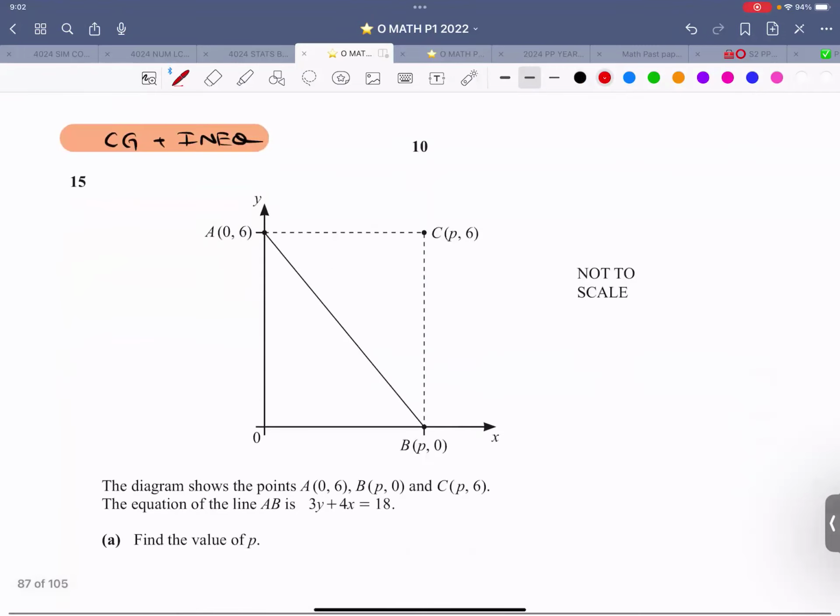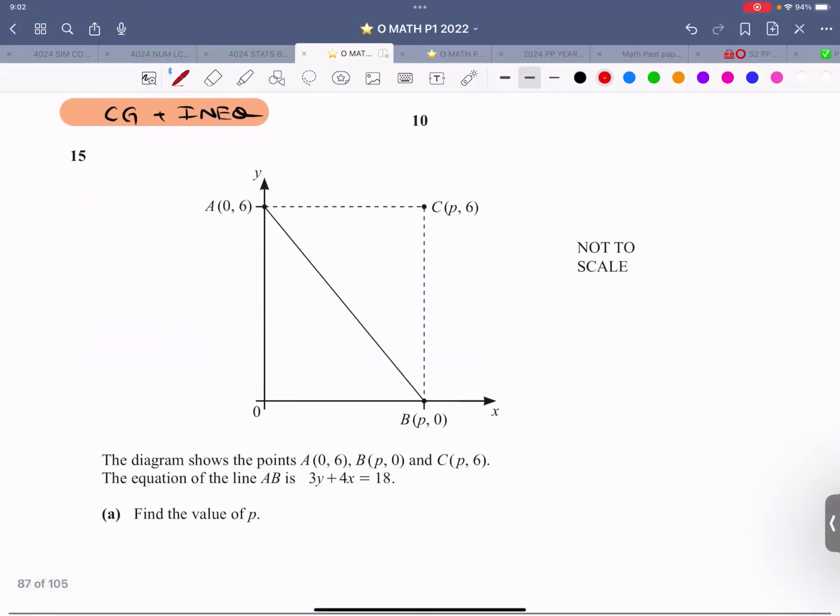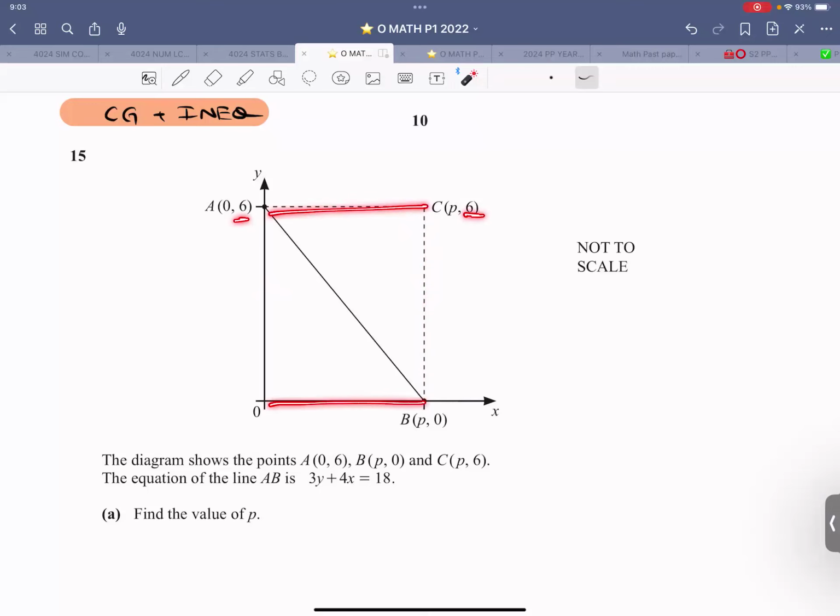Question 15, and then we will pause for some time. We will note down the time. It's 9:02 right now. So what I see over here is that there is A (0, 6), there is B (p, 0), there is C (p, 6). The X coordinate is the same. That means this line is parallel to the Y-axis. And over here, the Y coordinate is the same. That means this line is parallel to the X-axis. So these are small pointers that you get along the way.